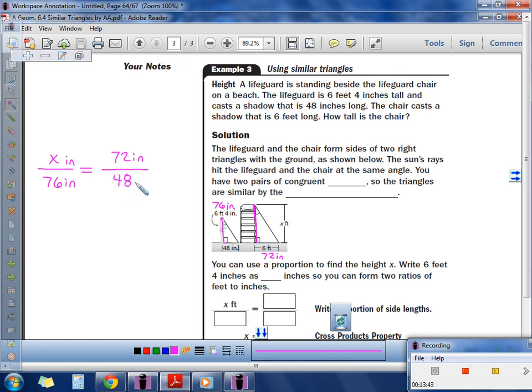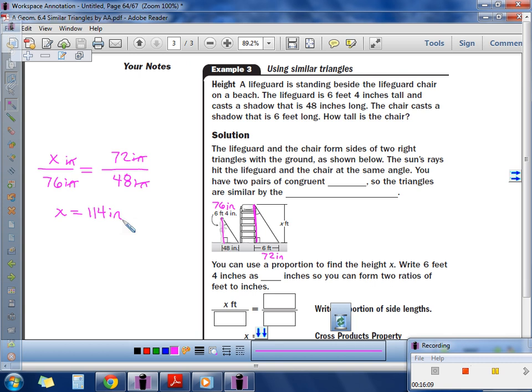72 corresponds to what on the other one? 48. And the cool thing we learned about these fractions, when you have inches over inches, they cancel. So you can do that. It doesn't help a whole lot right now. Cross multiply. See what you get for X. So I hear that we got 114 inches.